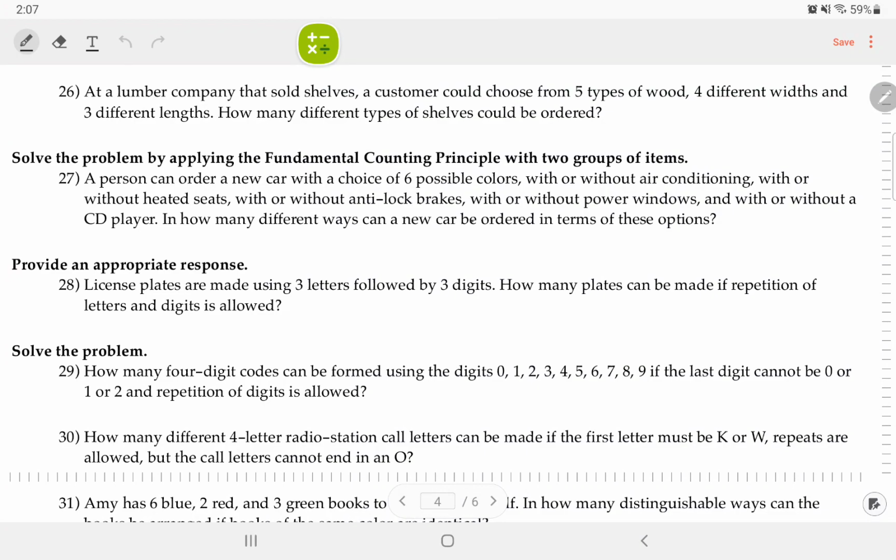principle. Number 26 says, at a lumber company that sold shelves, a customer could choose from 5 types of wood, 4 widths, and 3 lengths. Find how many different shelves could be ordered. And I'm going to do these sections on the whiteboard.